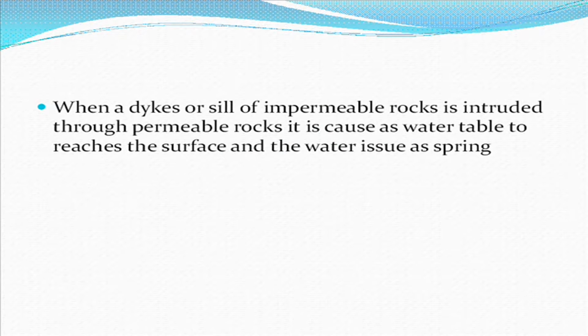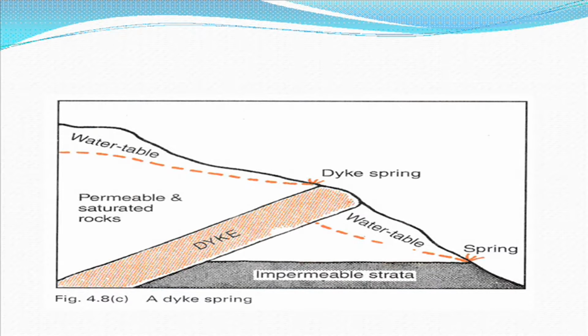Dike spring. When a dike or wall of impermeable rock is introduced through the permeable rock, it causes the water table to reach the surface and the water issues as a spring. There is impermeable strata, and in between, permeable and saturated rock with a dike. The dike prevents the water flow, like a barrier. Consider a barrel divided into two parts, first half and second half, with a rod put in between. The rod is called the dike.